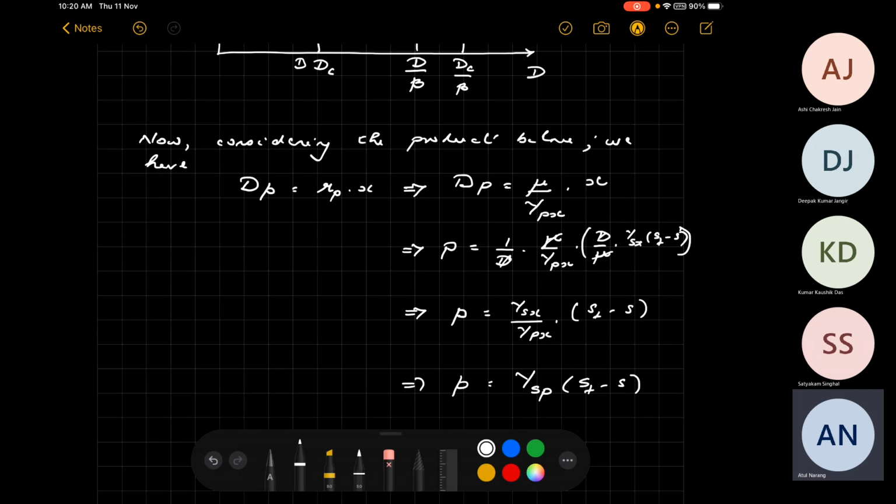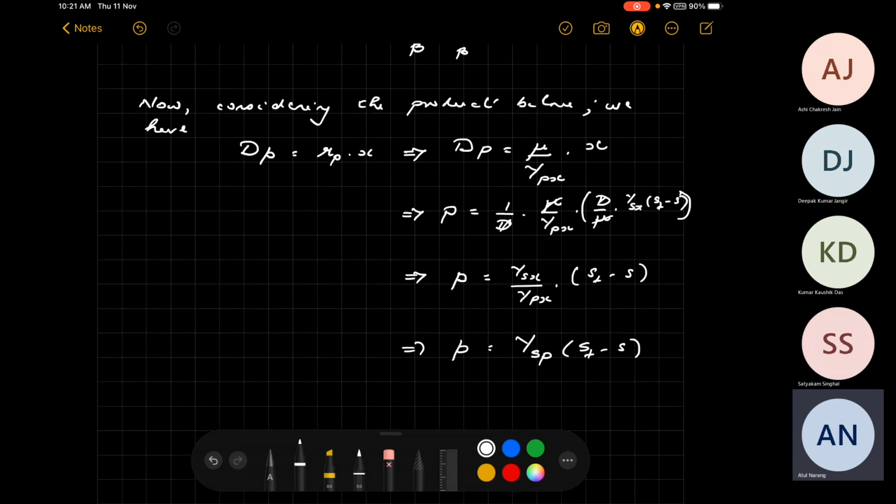What I mean by that is, if Y_SX denotes the amount of biomass formed per unit substrate and Y_PX denotes the amount of biomass formed per unit product, then the ratio of the two is the amount of product formed per unit substrate. So Y_SP is simply the ratio of the two. So that's all we have here.